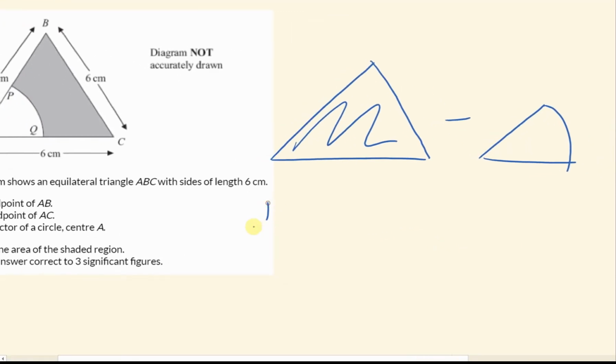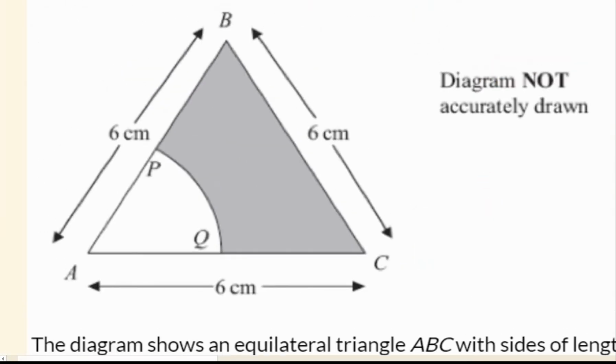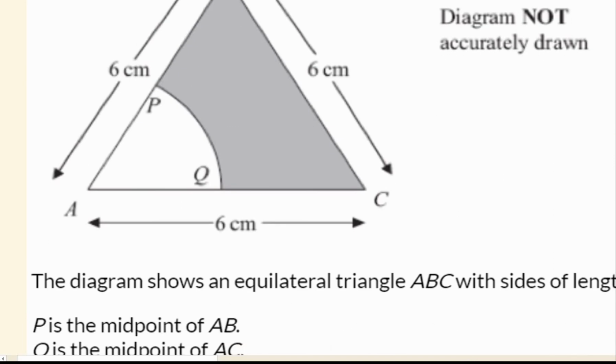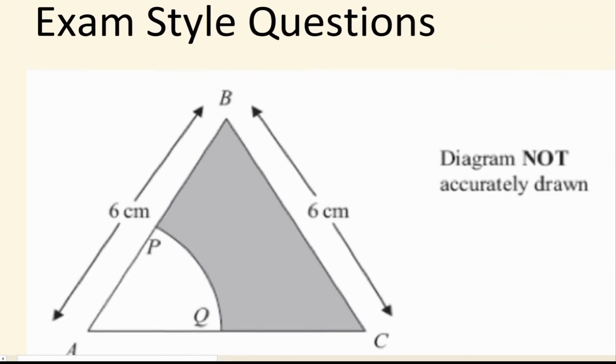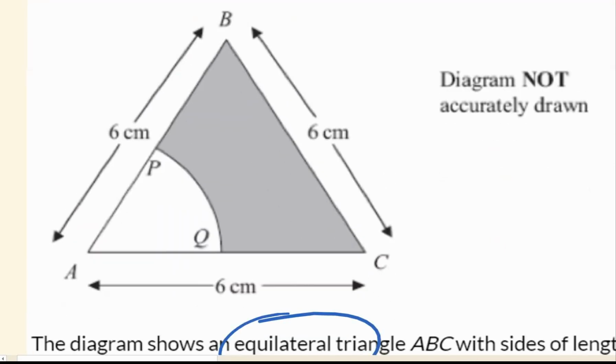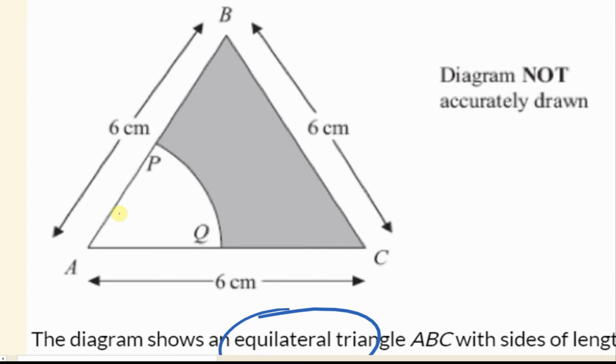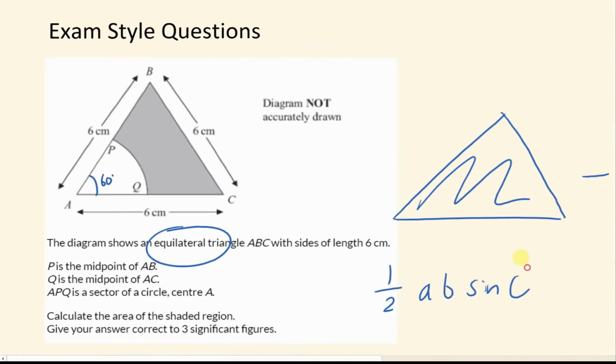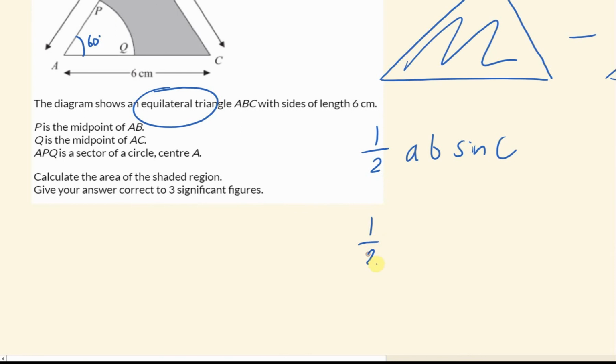So for the triangle, we can use the formula a half AB sine C. In this case, we're not given an angle. However, we can see this is an equilateral, in fact we're told it, an equilateral triangle. That means all the angles are the same, and because they add up to 180, each angle here is going to be 60 degrees. So for my triangle, I'm going to do a half times 6 times 6 times sine of 60.